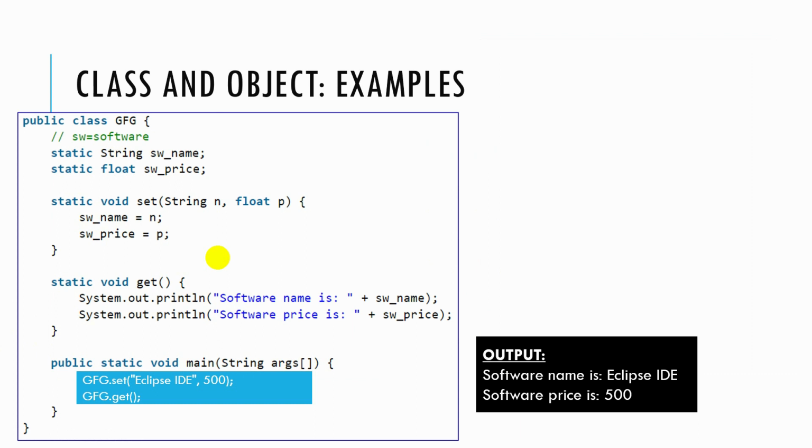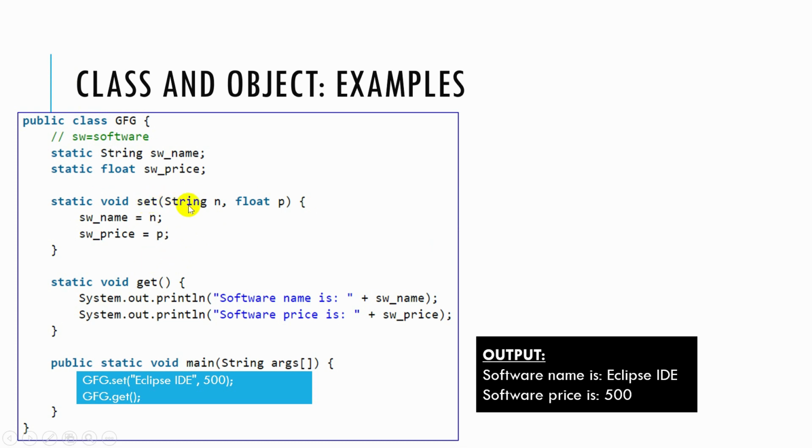Another example of how we can create a class: we can test our program directly inside that class. Suppose that we create a class called GFG. It contains 2 static variables, name and price here, and there are 2 functions. They are defined as static. As you can see, static void set, static void get here. These are called static functions.